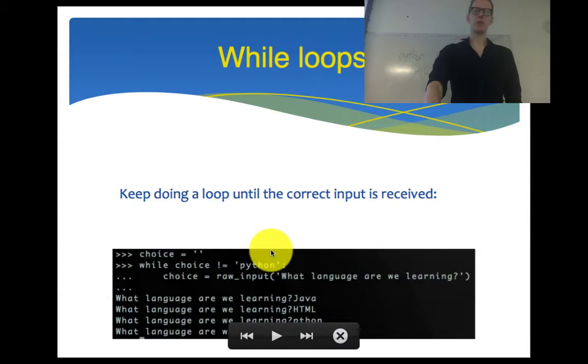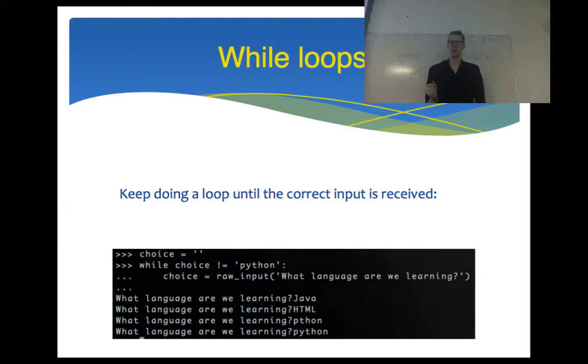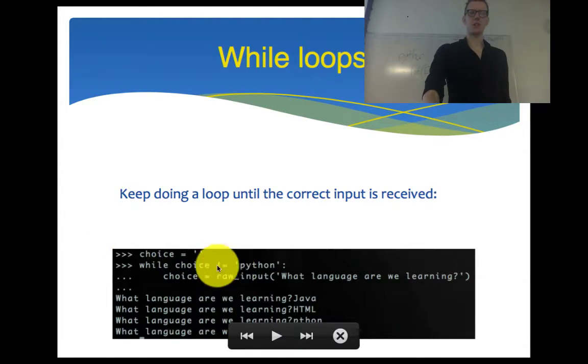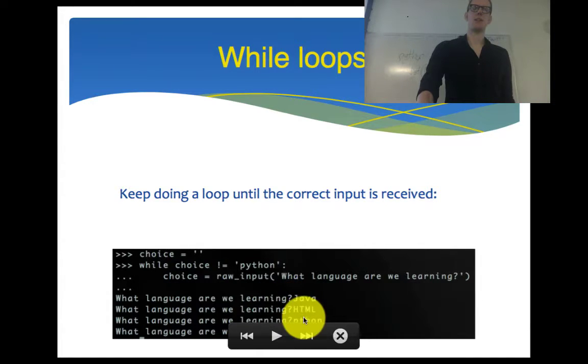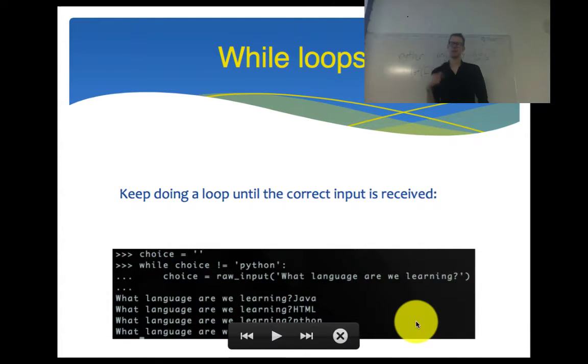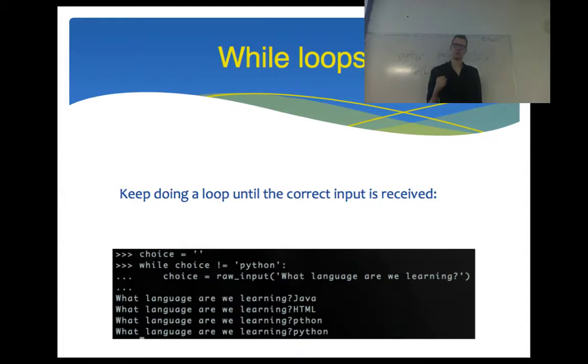I'm going to start with an empty string called choice, and then I'm going to do something while that choice is not equal to Python. So while the choice is not equal to Python, I'm going to use raw input to ask what language are we learning, and I'm going to store their answer in the choice variable. So what language are we learning? If they type Java, choice is not going to be equal to Python, so it's going to ask them again. And it's going to keep asking until they get a perfect match to the word Python. And it should keep going, and the case will even matter.